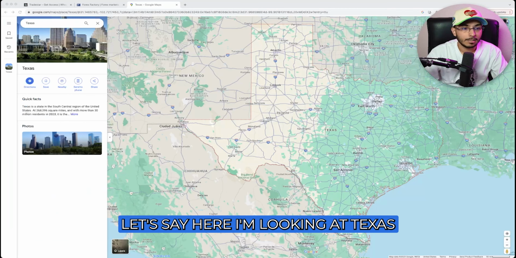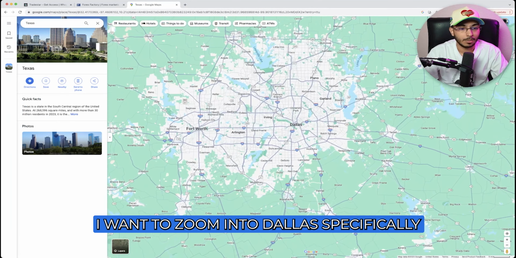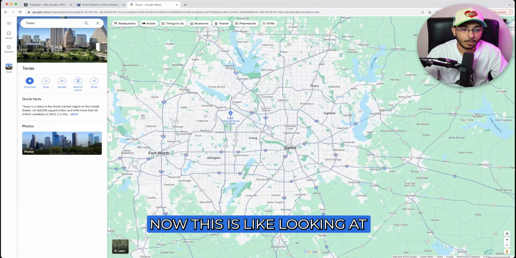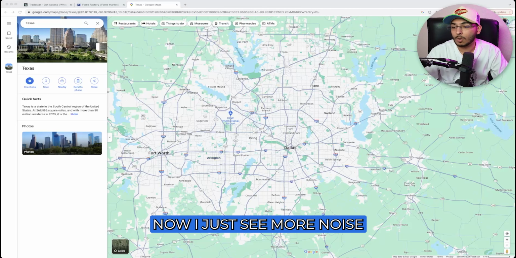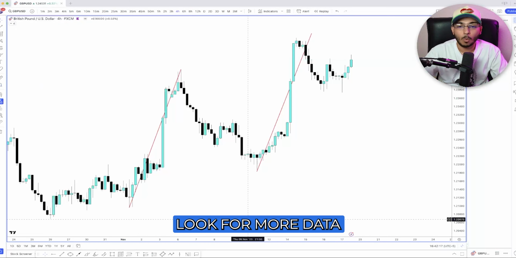Let's bring it in. Let's say here, I'm looking at Texas on the daily. Let's say I want to zoom into Dallas specifically. Here's Dallas. This is where I live, here in Dallas. Perfect. Now this is like looking at it on the 4 hour. It's still the same Texas. Now I just see more noise. I'm seeing more data. In trading, you want to look for more data.